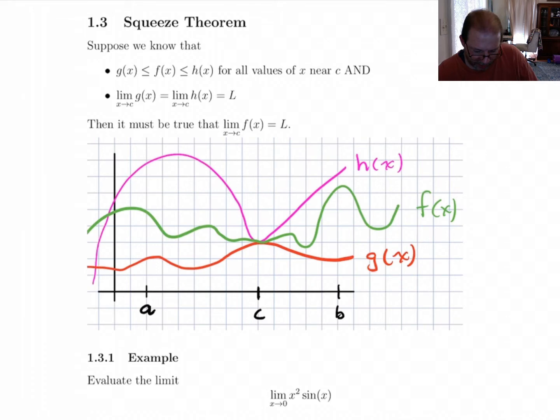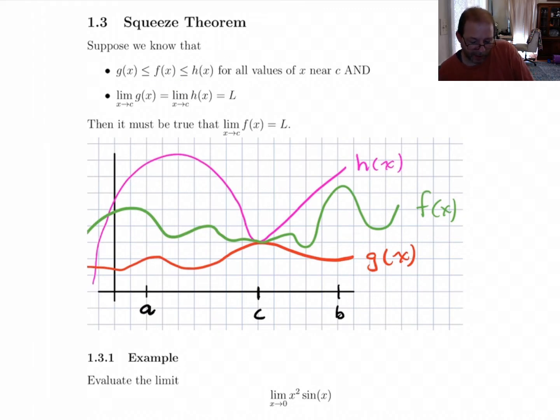What the squeeze theorem says is that if we know that there's a function f that's always between these two other functions near the value c, so if f is always in between, and we know that g and h have the same limit there at c, then f being squeezed in between has to have that same limit.